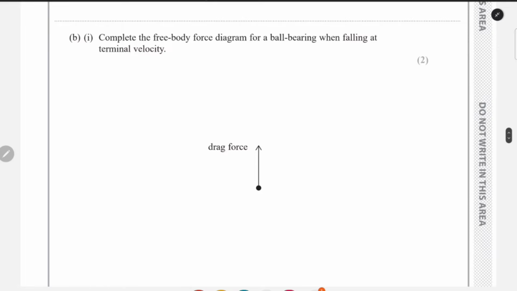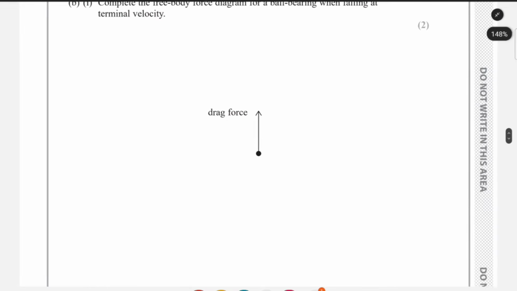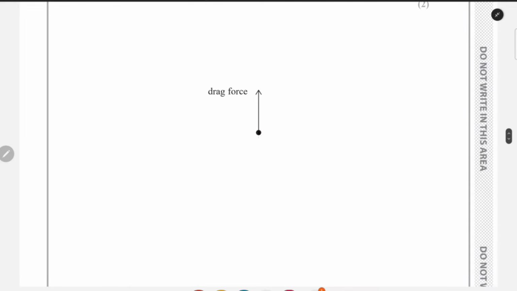Now for part B, we have to complete the free body force diagram. There is a drag force upward. We'll also have upthrust over here. So we'll add the weight over here. The upthrust plus drag should be approximately equal to the weight. We can show the upthrust with another arrow or on the same arrow as well. So this is upthrust.